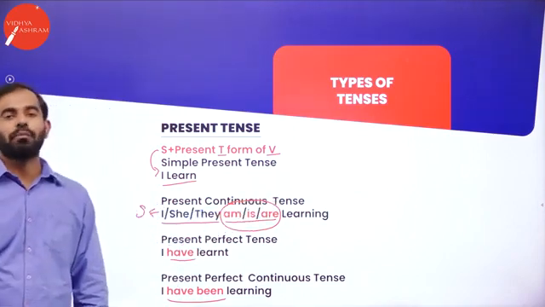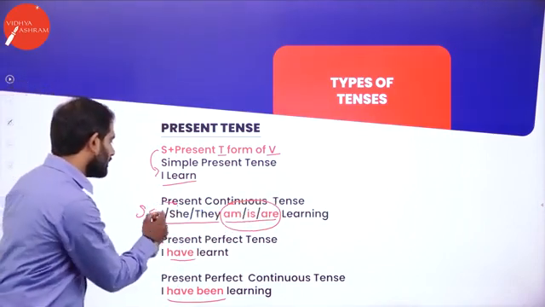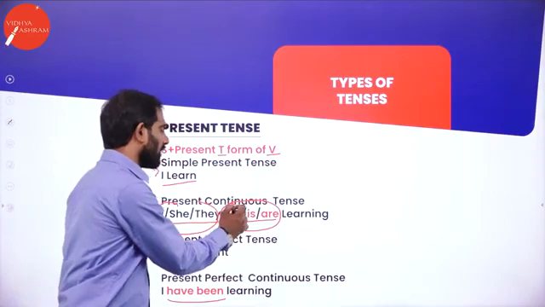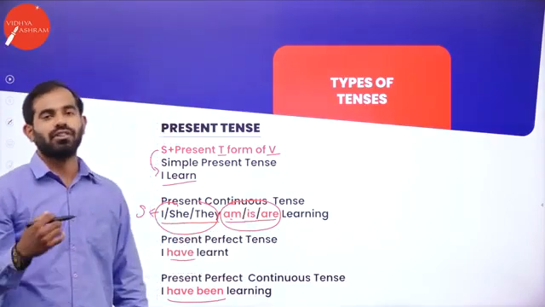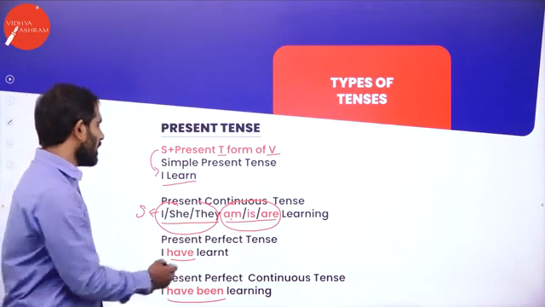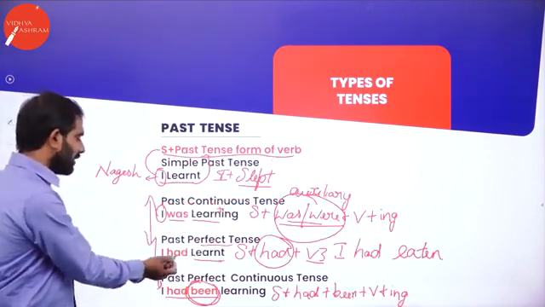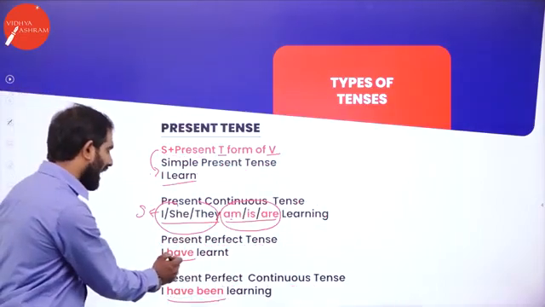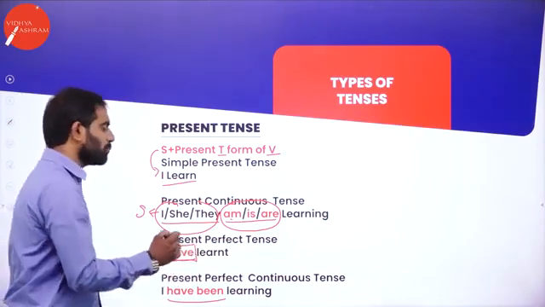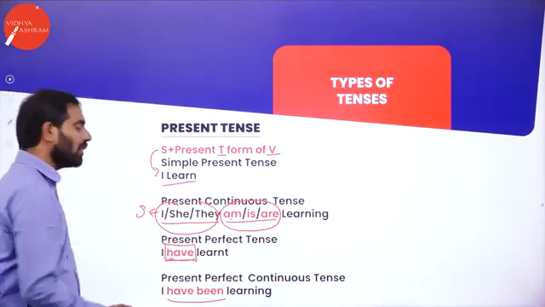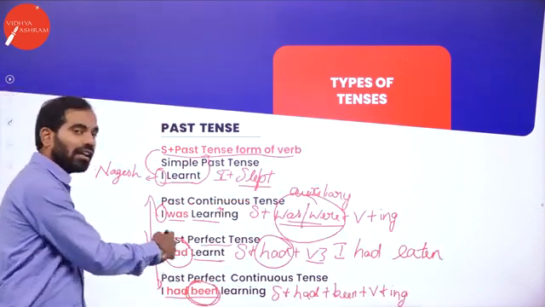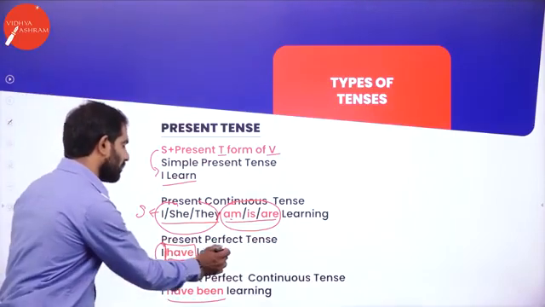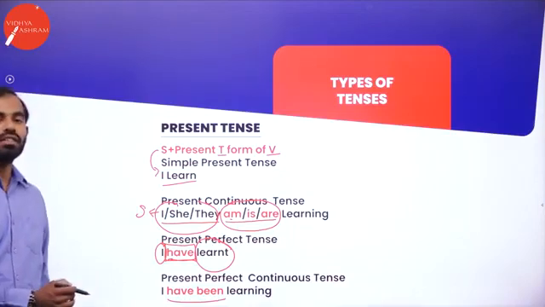So depending on the subject, we are going to make use of am, is, are, which are nothing but auxiliary verbs or helping verbs. Present perfect, as I told you: in past tense, observe the words here, "had" becomes "have" in present tense. In present perfect tense, I have learned, but in past tense, I had learnt. Nothing else changes. You need to observe the subject remains the same and the verb remains the same.